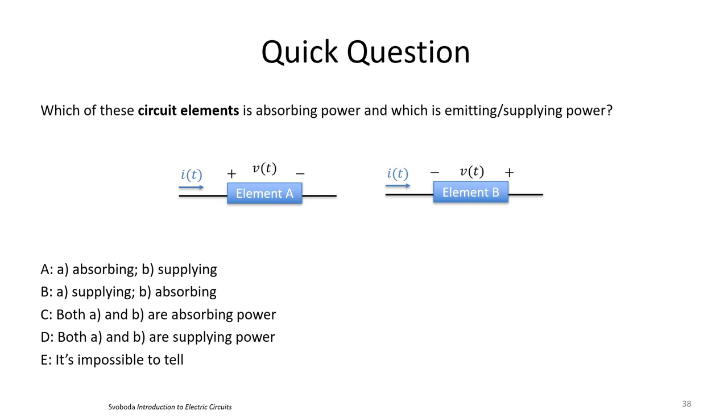Okay, well, often when students see this question, it's kind of a 50-50 split between choice A and choice B. Some students think element A is absorbing, B is supplying, and some students think the opposite. But here's a secret trick. When in doubt, draw a picture. You'll find that drawing a picture can actually be very helpful for thinking through these types of problems.